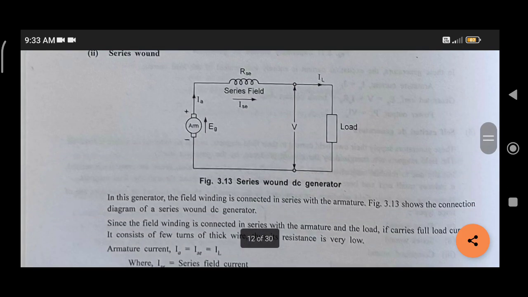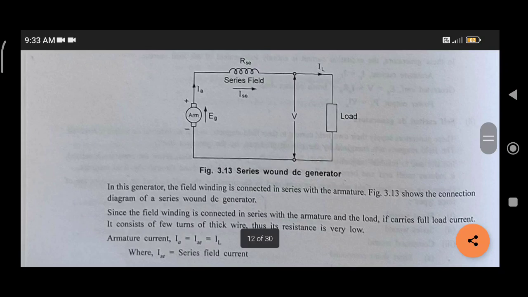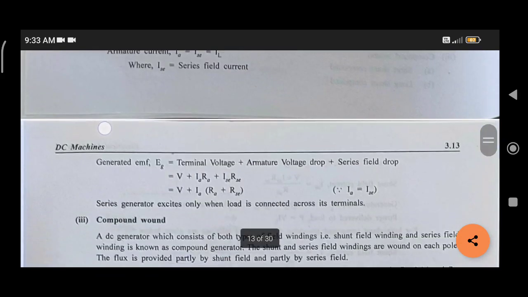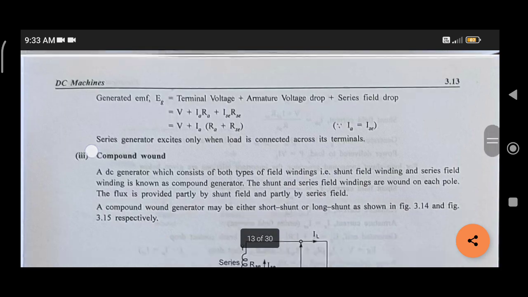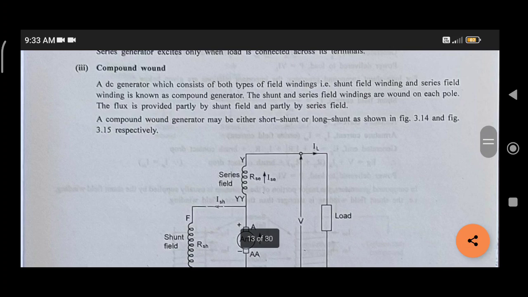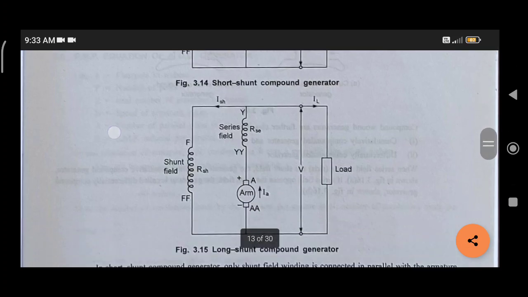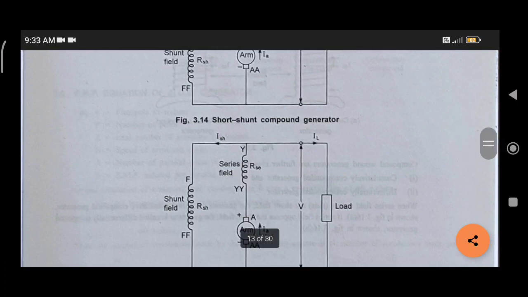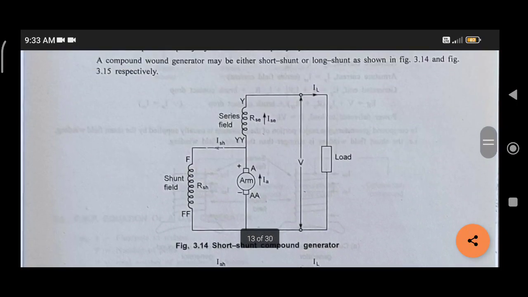Then we have the series wound machine. In the series wound machine, Ia, ISE and IL, all three currents are the same, and if we write the generated EMF equation, then Eg is equal to V plus IaRa plus ISE RSE. So this is the formula. Then we have the compound. Depending on the type, short and long, we have a different equation. In short shunt, you can see that Ia is divided into two currents, ISH and ISE. So in this case, ISE and IL are the same.